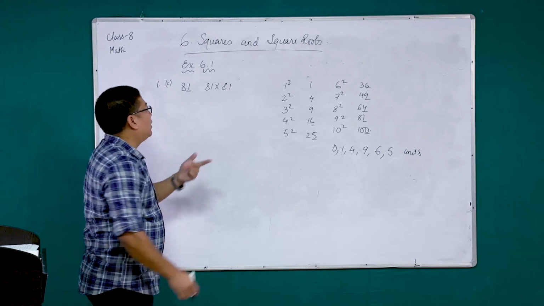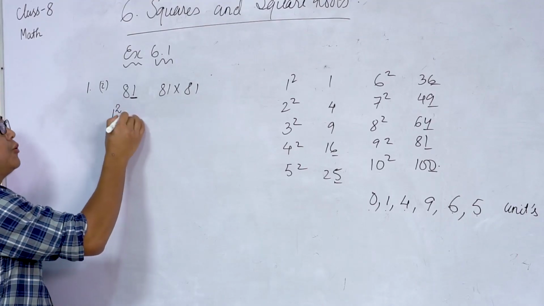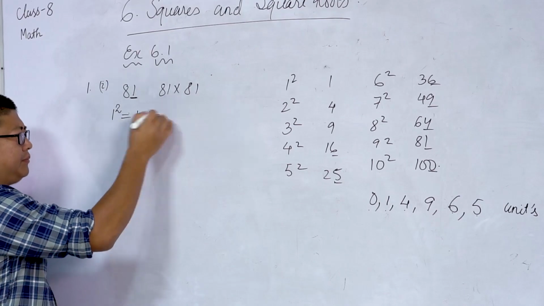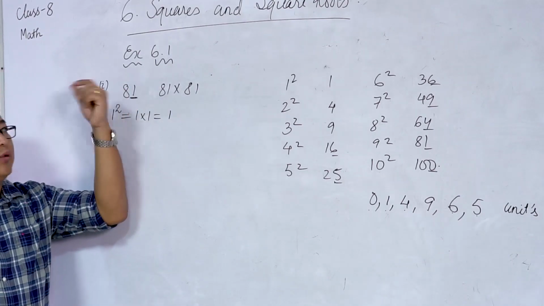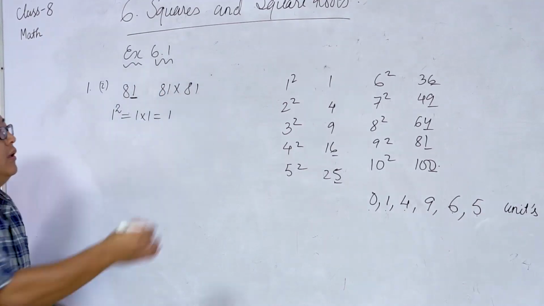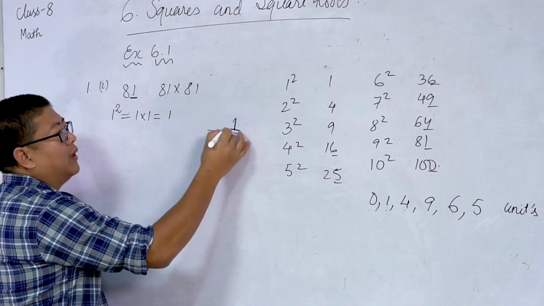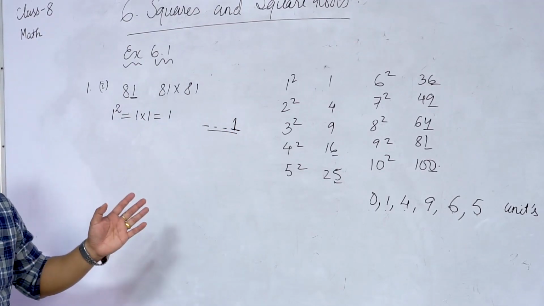What we're going to do is simply look at this one, make it square, which is nothing but 1 into 1. We get 1. That means when we multiply 81 two times, we will get a number and the units place will always be 1. The rest can be any other numbers. I hope you are clear with this.